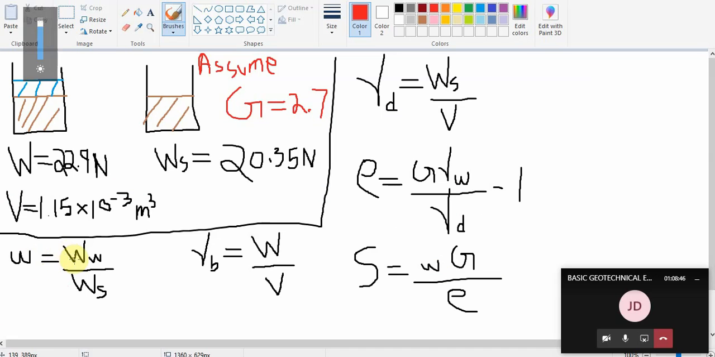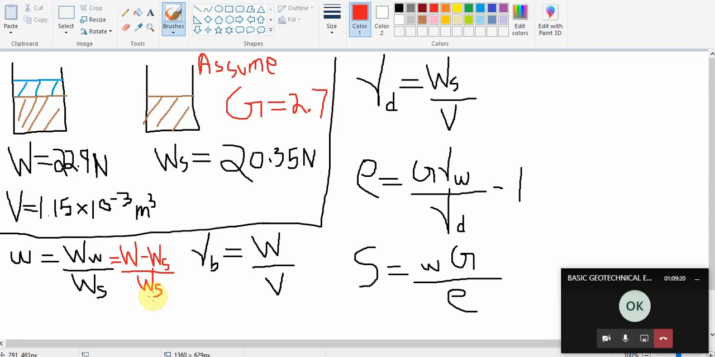Water content is given by weight of water divided by weight of solids. Now, weight of water is given by total weight of the soil minus weight of solids. Water content is 12.5%.